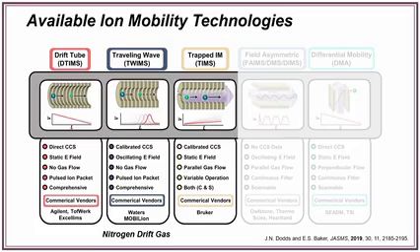I just want to say that for all three of these, we're talking about using nitrogen as the drift gas. If you change the gas, there's going to be some change in your CCS value. So just make note that what we talk about today will pretty much exclusively use nitrogen drift gas, and so nitrogen CCS values.